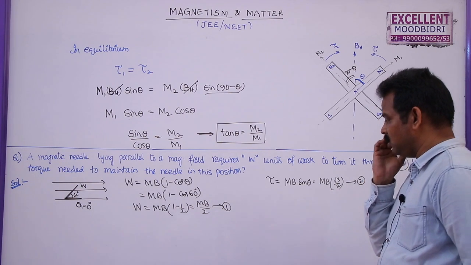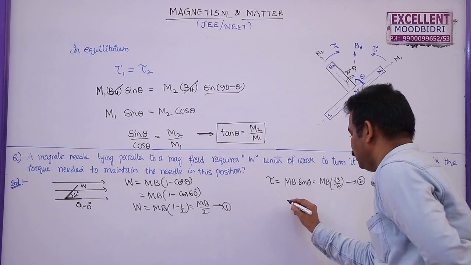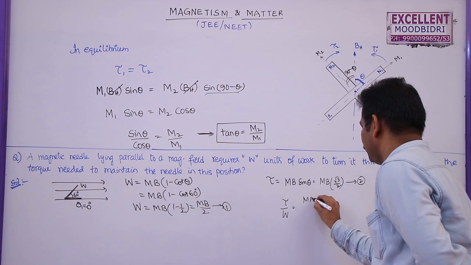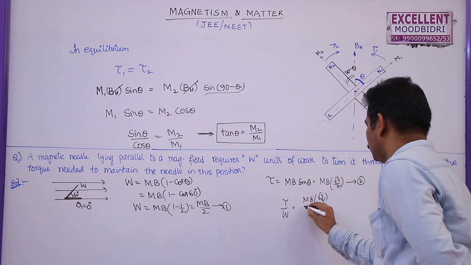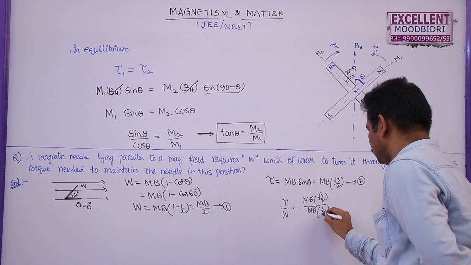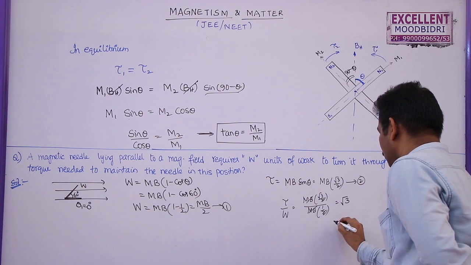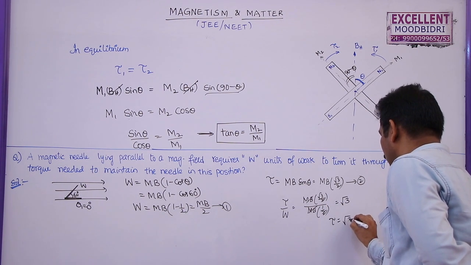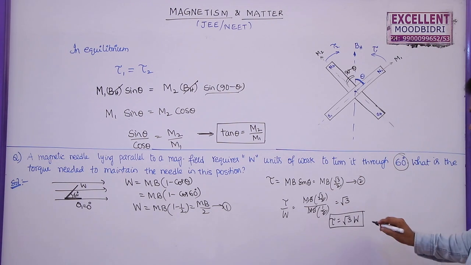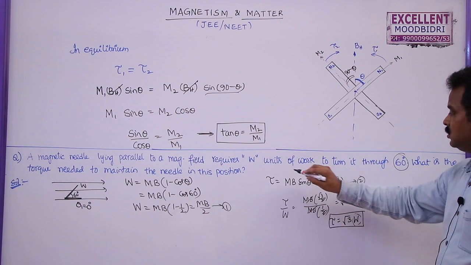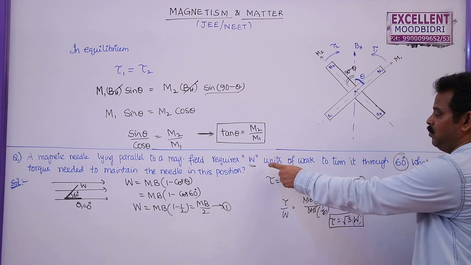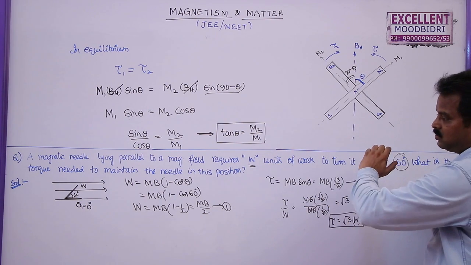Now let me divide these two, torque by W. So tau by W is given by mB root 3 by 2 divided by mB 1 by 2. Here you can cancel these two and these two. This will become root 3. So the torque required is root 3 times the work done to rotate this dipole to this position. If work done is W, as given in the problem, then I need to apply root 3 times W to keep this one in the same position.